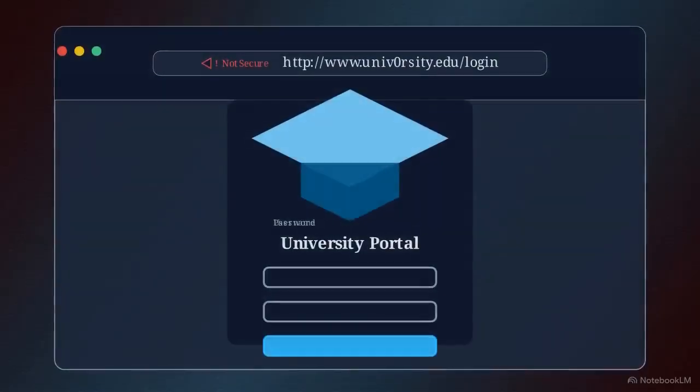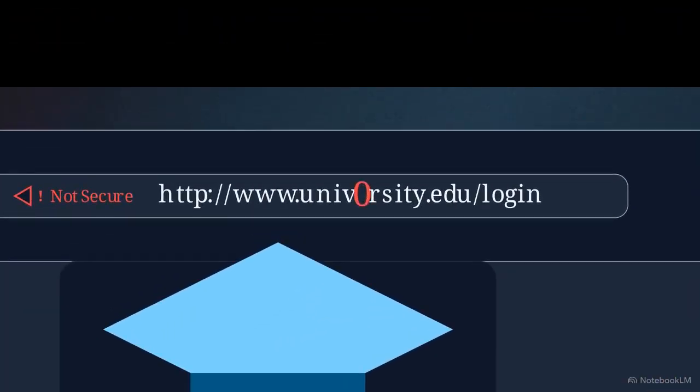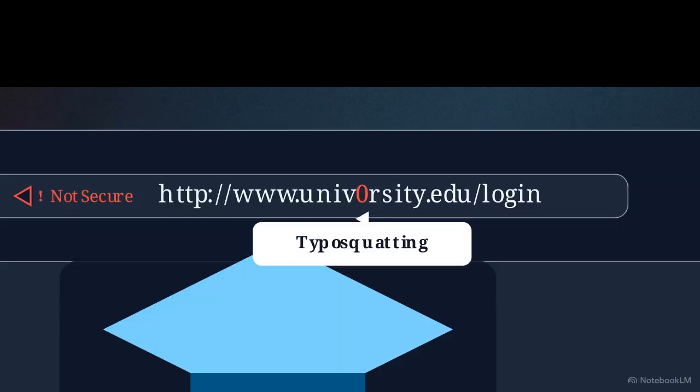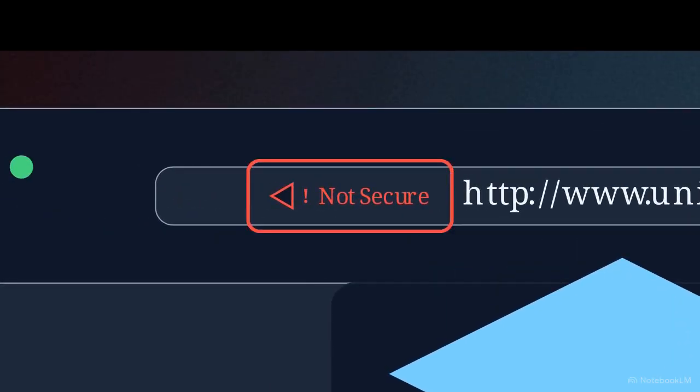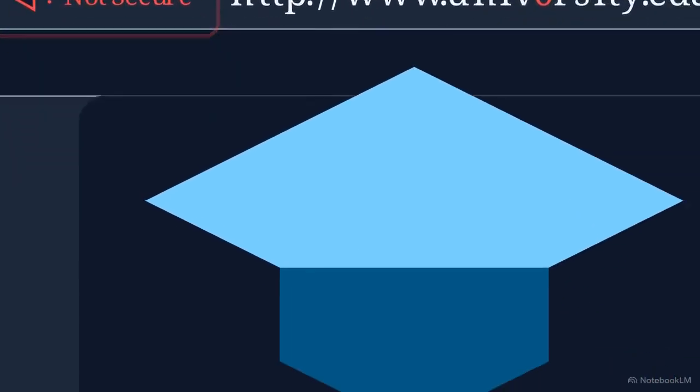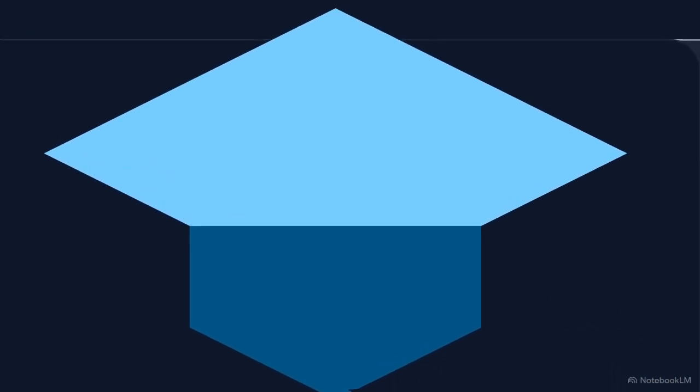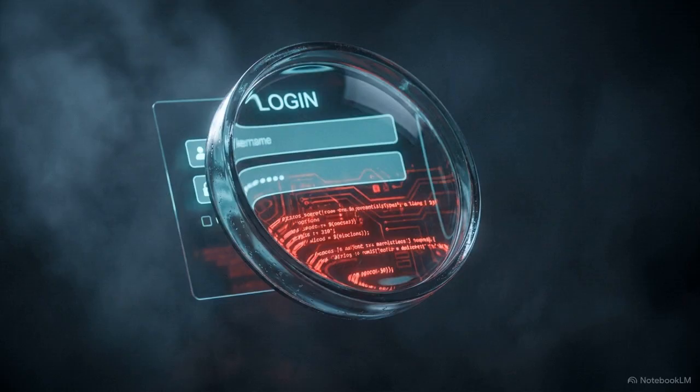Look at the URL bar. The adversary uses typo squatting, substituting a 0 for the letter O. Examining the interface shows other inconsistencies. The standard HTTPS padlock icon is missing, and the school logo is noticeably pixelated, a sign of a low-quality scrape. Inspecting the digital environment before entering data is the best way to defeat these visual traps.